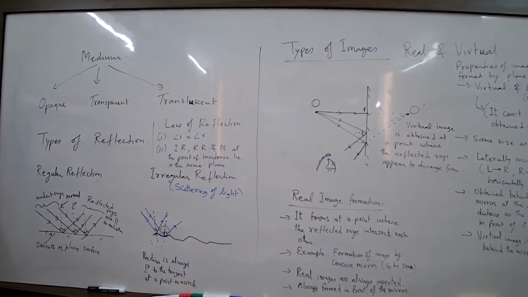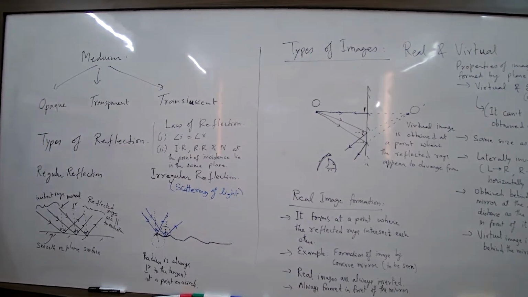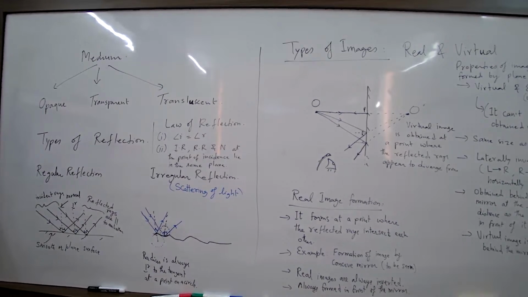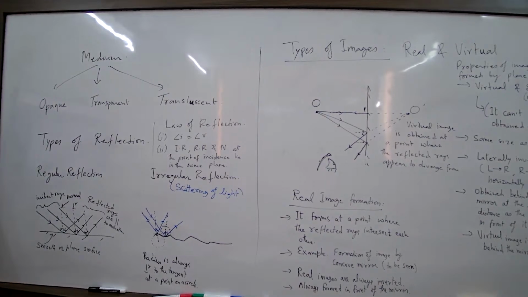So any questions till here? This is mostly, I think, just the revision. You must have come across all these terms. Have you? Or is something new in this? If you have any doubt, you can ask now. Otherwise, we'll move into learning about spherical mirrors.